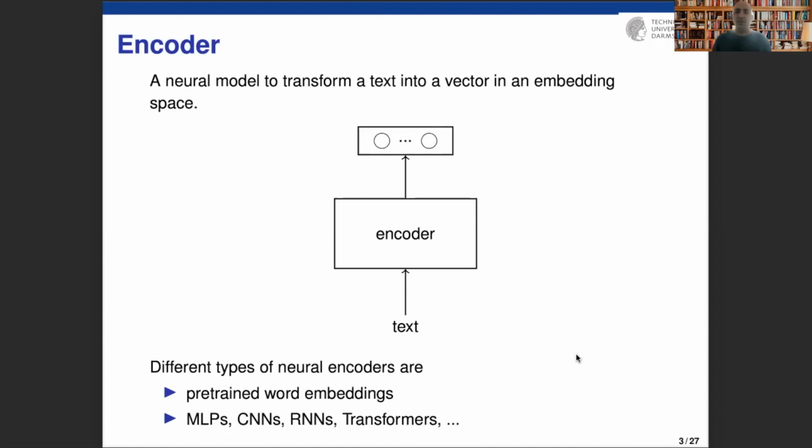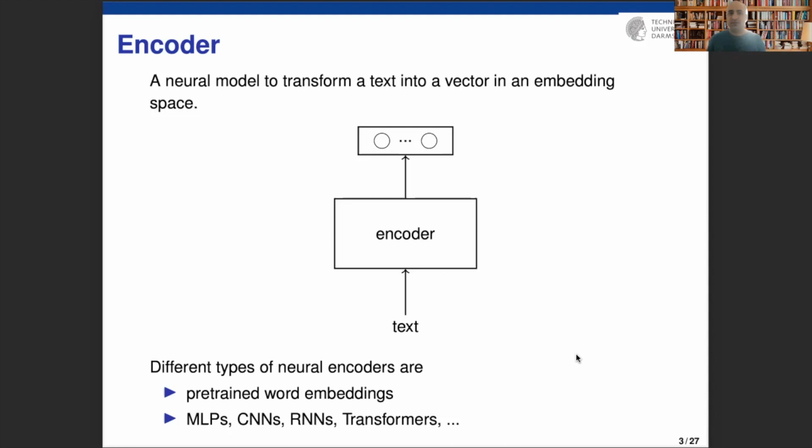Let's just start with encoders. An encoder is a neural model to transform a text into a vector in an embedding space. So if we have a piece of text like what we see here in the figure, we can feed the text into the encoder, and the encoder is a neural model, and then it maps this text to a vector of numbers.